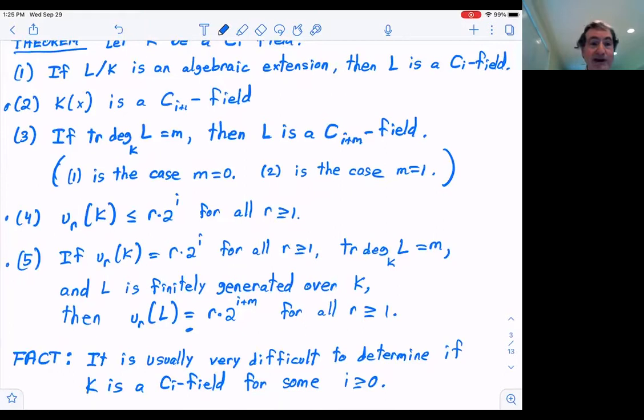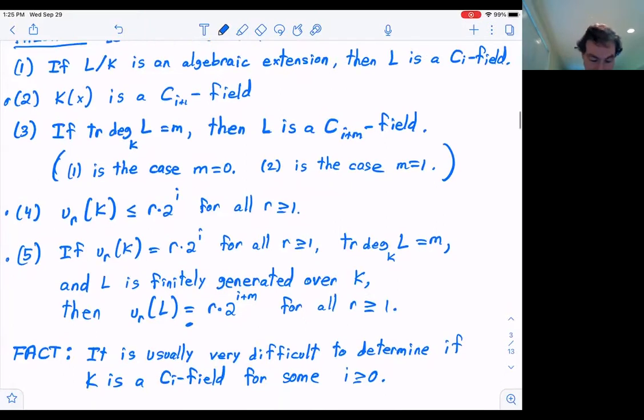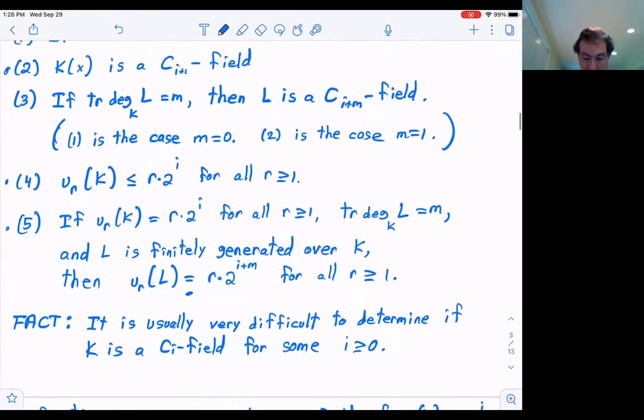But there's no free lunch, as you know. So the fact is, it is usually very difficult to determine if K is a CI field for some real number I. So that's the problem. It's a great property, but how do you know if it holds or not? It's usually very difficult to determine.